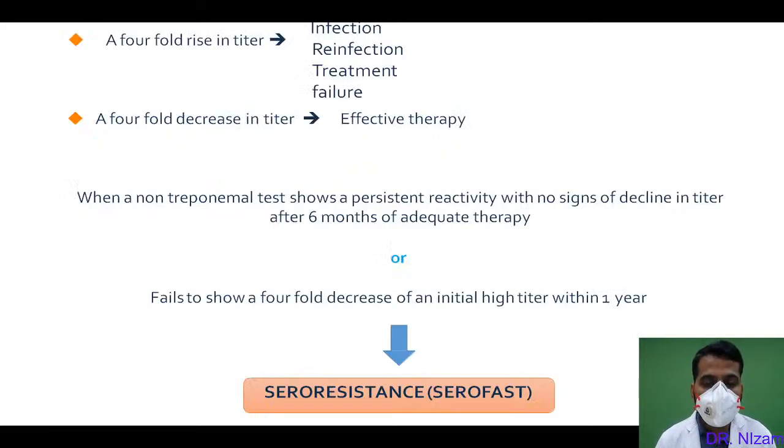Now, there is a concept of serofast, that is seroresistant. First we should know how to interpret. If there is a fourfold rise in the titer, it means that it is an infection, reinfection, or treatment failure. And if there is a fourfold decrease in the titer, it is effective therapy. When a non-treponemal test shows persistent reactivity with no signs of decline in the titer after 6 months of adequate therapy, or fails to show a fourfold decrease of initial high titer within 1 year, it is called seroresistant or serofast.